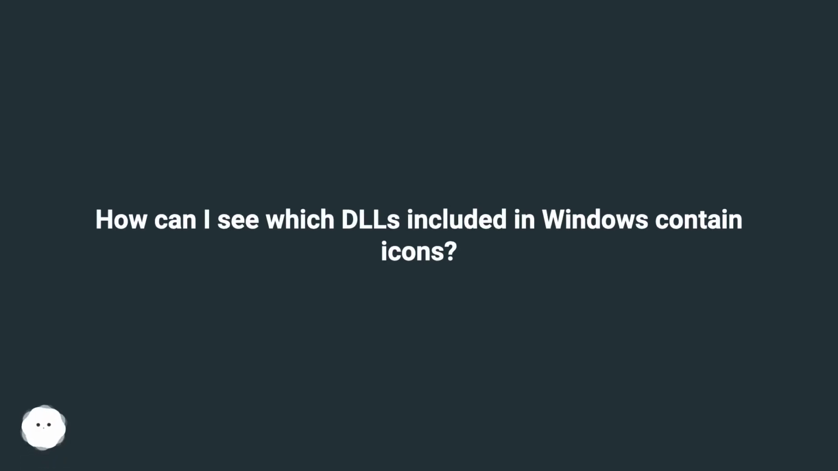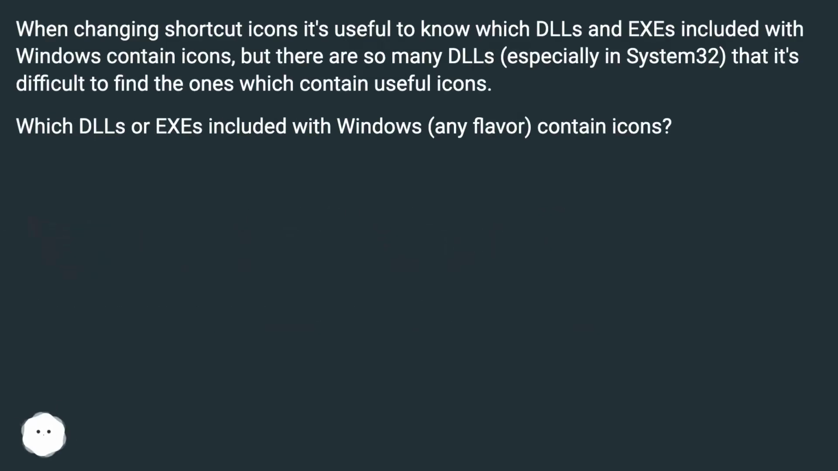How can I see which DLLs included in Windows contain icons? When changing shortcut icons, it's useful to know which DLLs and EXEs included with Windows contain icons, but there are so many DLLs, especially in System32, that it's difficult to find the ones which contain useful icons. Which DLLs or EXEs included with Windows, any flavor, contain icons?